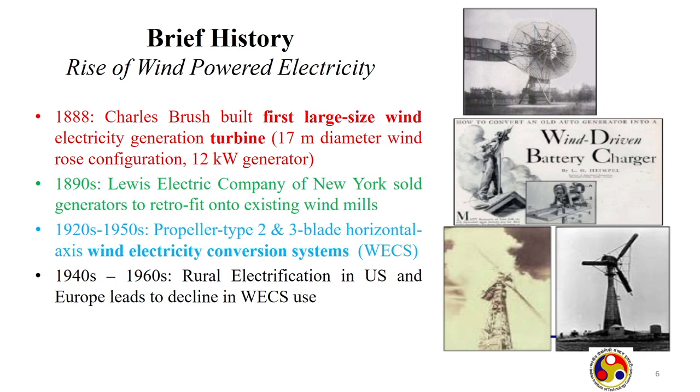In 1888, Charles Brush built the first large-size wind electricity generation turbine, which had a 17 meter diameter wind rose configuration and a 12 kilowatt generator. In the 1890s, the Lewis Electric Company of New York sold generators to retrofit onto existing windmills. In the 1920s to 50s, propeller-type 2 and 3 bladed horizontal axis wind electricity conversion systems were developed. In the 1940s to 60s, rural electrification in the US and Europe led to a decline in the use of wind energy conversion systems, because during that time oil was commercialized and available at a much cheaper price.